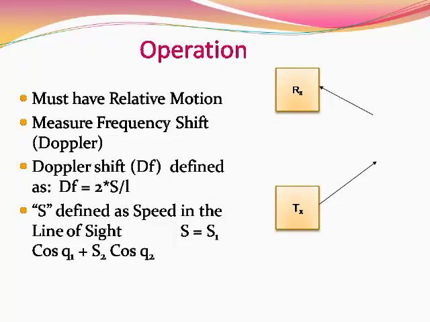The s is defined as the speed in the line of sight. That means along the direction of the radar, what is the velocity of the target. And if the radar is also moving in a different direction, then we have the speed of the radar in the line of sight and the speed of the target in the line of sight adding together will give us the average of the velocity along the line of sight, and this must be used in the calculation of the Doppler shift. So let us consolidate all these things that are developed so far.